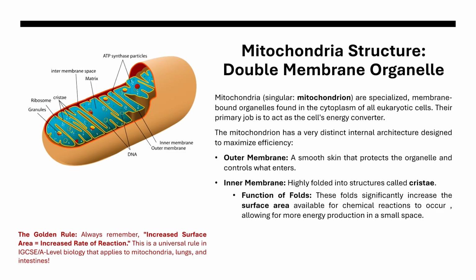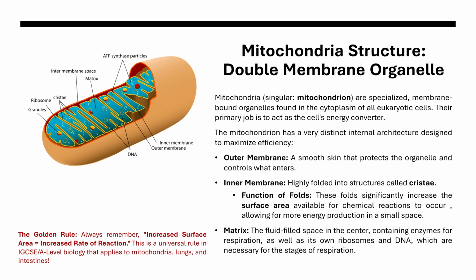So by having these cristae, the mitochondrion creates a massive amount of space for chemical reactions to occur. It's like having a giant laboratory table folded up inside a small box. The more table space you have, the more work you can get done at once.